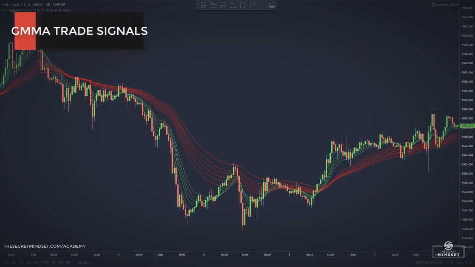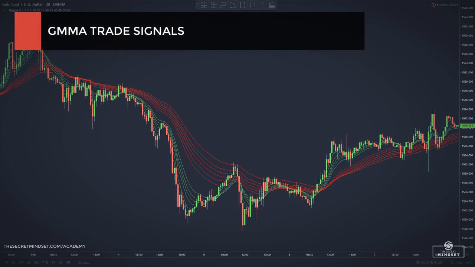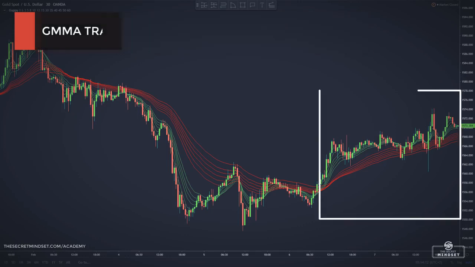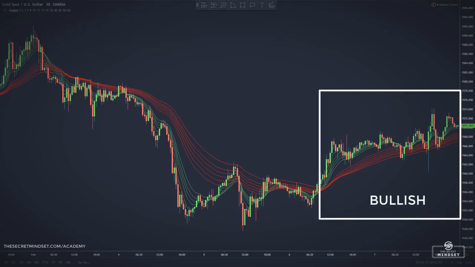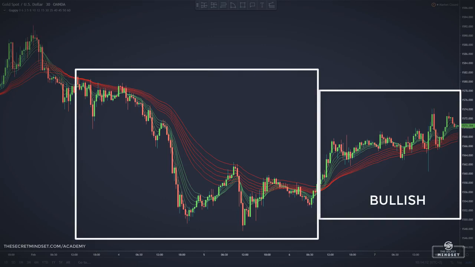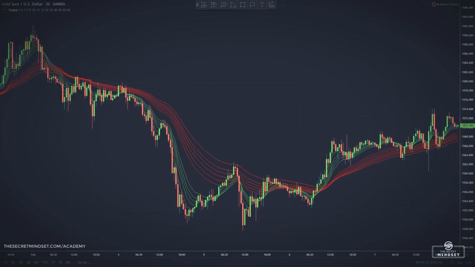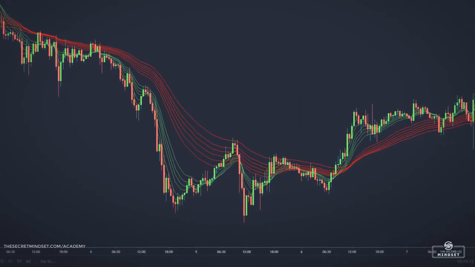The indicator can also be used for trade signals. When the short-term group passes above the longer-term group of EMAs, the market is bullish. When the short-term group passes below the longer-term group, the market is bearish. These signals should be avoided when the price and the EMAs are moving sideways, following a consolidation period. Pay attention at crossovers and separation.